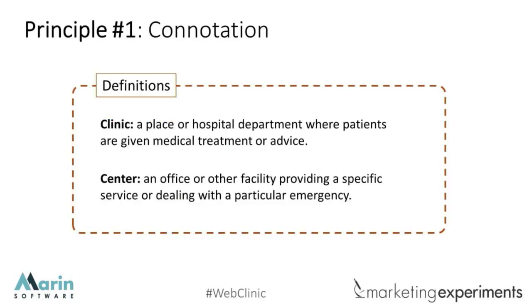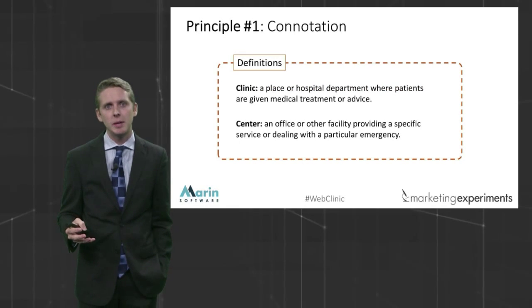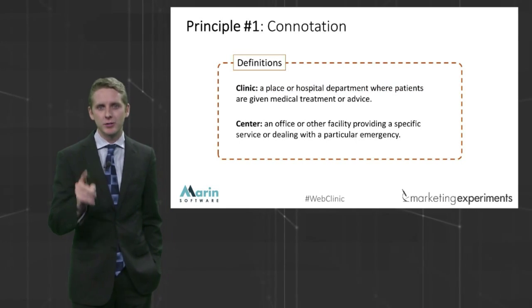But when you look at the definition of these words, the denotation of these words, what they actually mean from a textbook standpoint, there's not much difference. A clinic is a place or a hospital department where patients are given medical treatment or advice. Similarly, a center, an office or another facility that is dealing with a specific service or dealing with a particular emergency. In these definitions alone, from the book standpoint, there's not much difference. The denotation is the same, but the connotation is not the same.